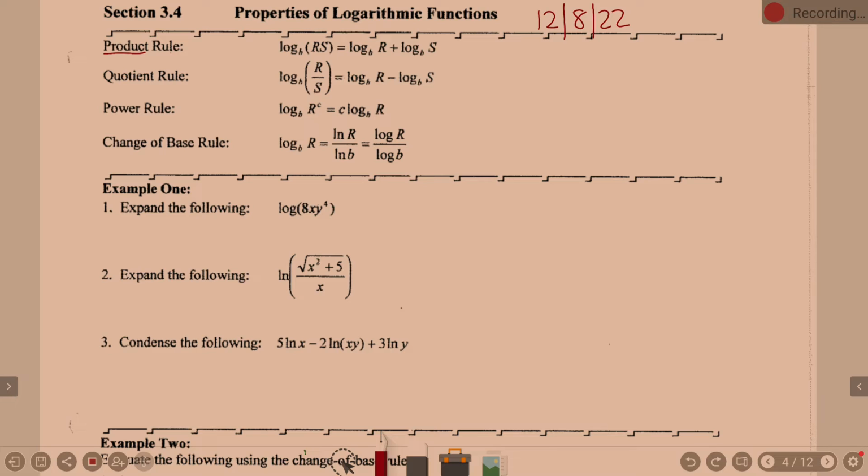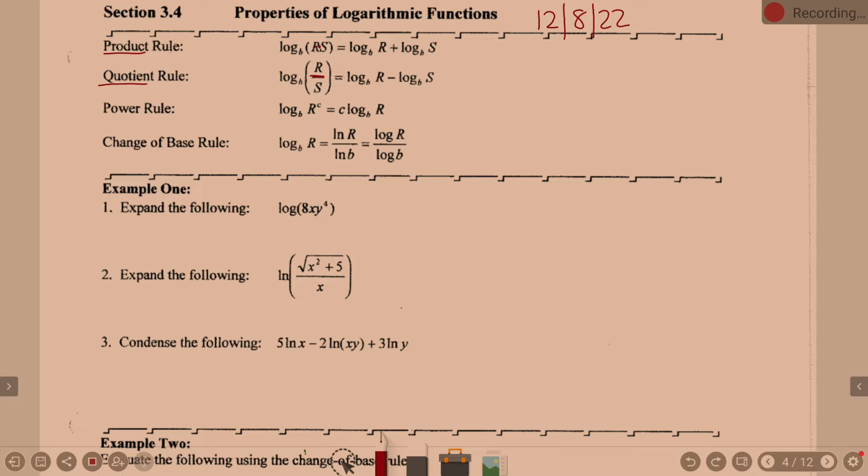First one is the product rule. And the idea of the product rule is that if you have a log with multiplication in it, it can be rewritten as 2 logs being added. So a log with multiplication inside of it can be broken up into 2 logs added. Similarly, quotient rule. A log with a quotient inside of it, so division inside of it, can be rewritten as 2 logs being subtracted. Okay, we'll practice that here in a moment.